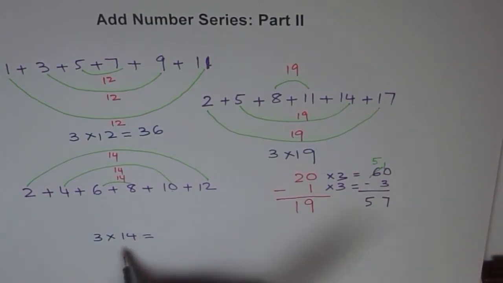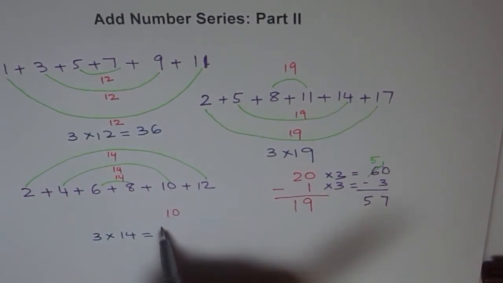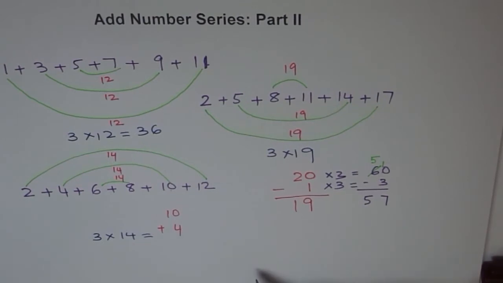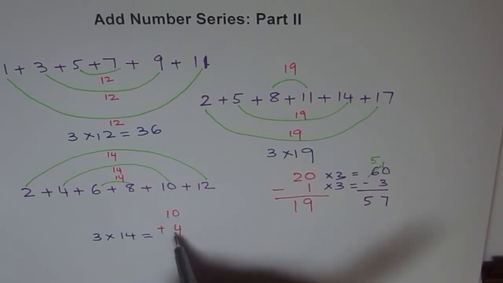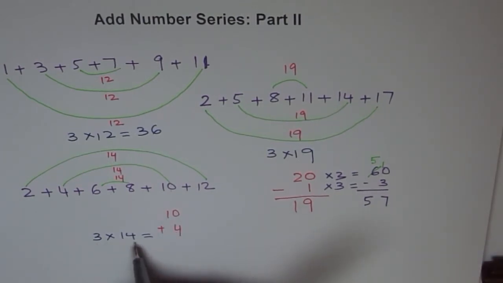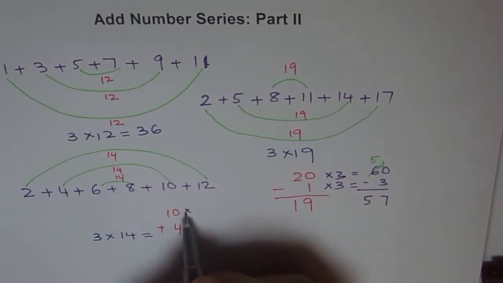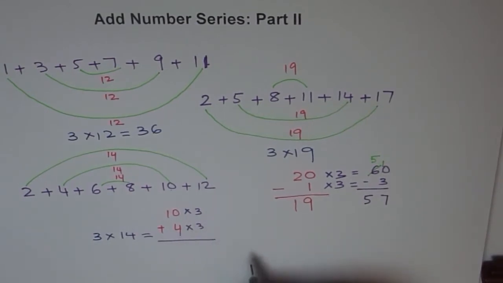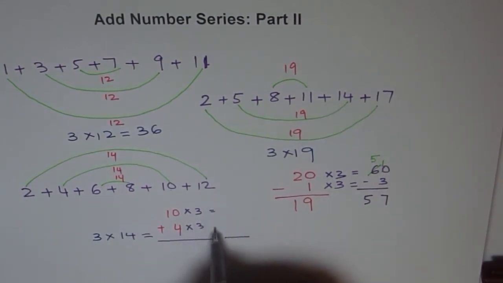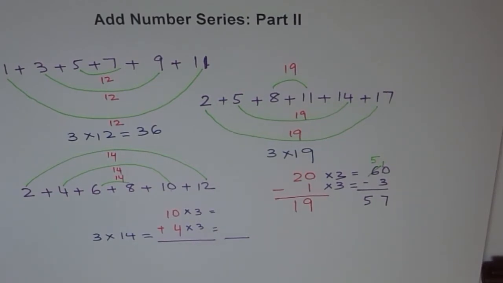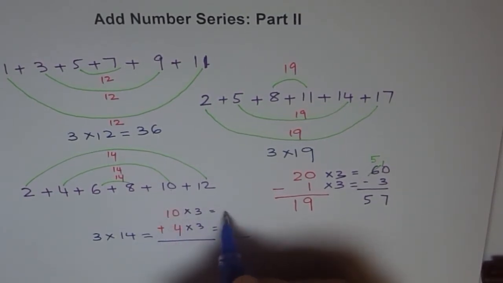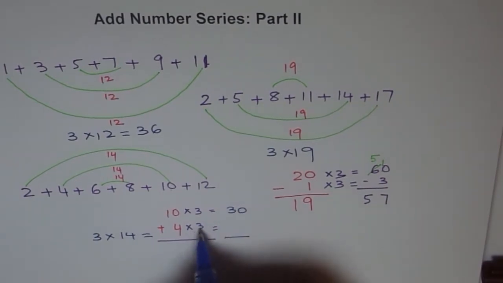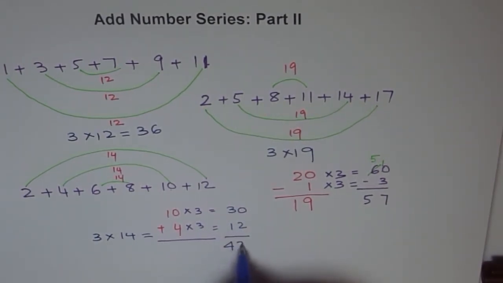14 can be written as 10 plus 4, correct? 10 plus 4 is 14. I have to multiply 3 by 14. So what should I do? I should multiply 3 by 10 and 3 by 4 and then add them up. Okay? So what do I get? 3 times 10, 30. That everybody knows. And 4 times 3 is 12. And when you add them up, 42.